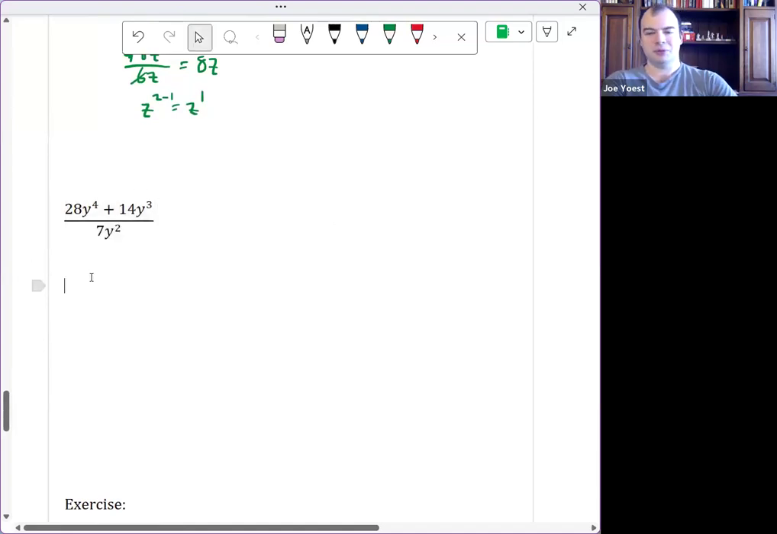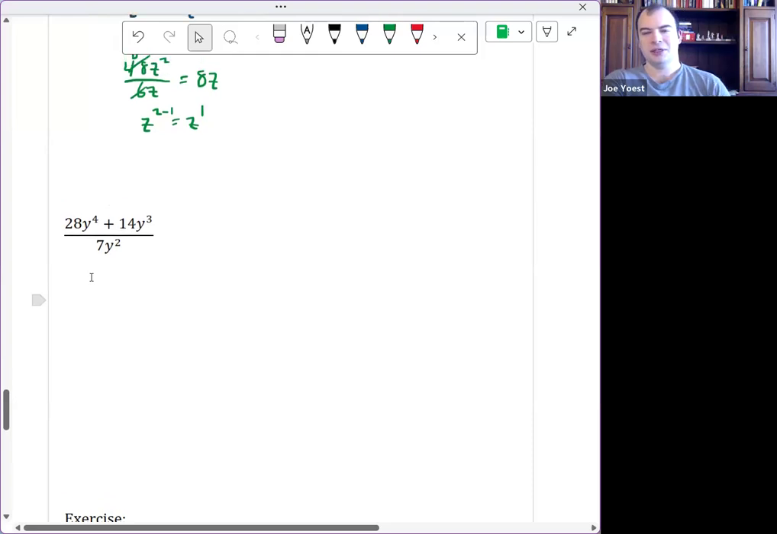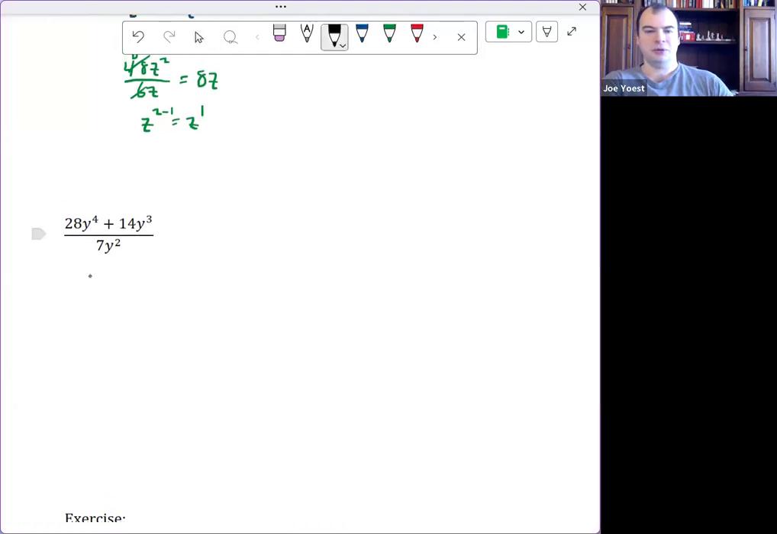Okay, so let's do a couple more practice problems like these. So we have 28y to the fourth plus 14y cubed over 7y squared. And again, I'm going to think of breaking this into 28y to the fourth over 7y squared plus 14y cubed over 7y squared. And here I'm going to try to do things a little bit more efficiently. I'm going to try to just work with each of these ratios of monomials separately, not really write them in as scratch work.